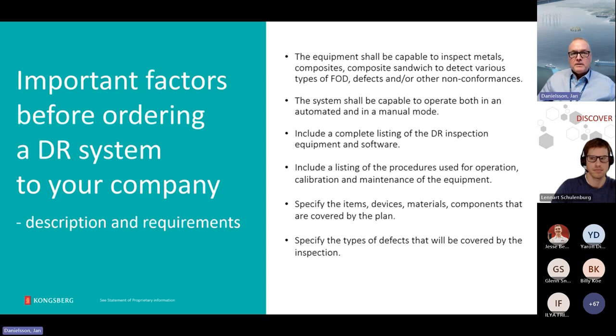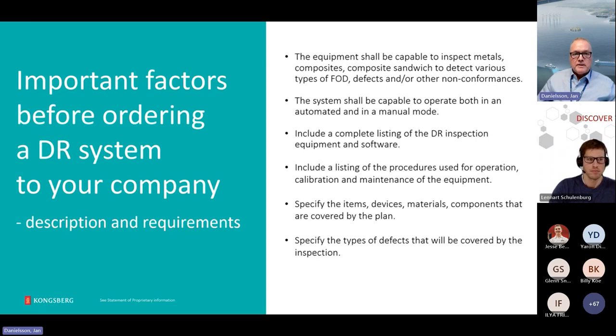If you make programs to inspect parts, it will be much faster and easier to check parts using the system. We shall include a complete listing of the DR inspection equipment and software, including a listing of the procedures used for operation, calibration, and maintenance of the equipment. You shall check with the manufacturer if the calibration procedure is in the software. Can the supplier do the maintenance of the equipment and system? And what is recommended and required for a system?